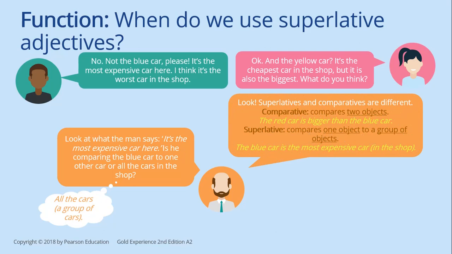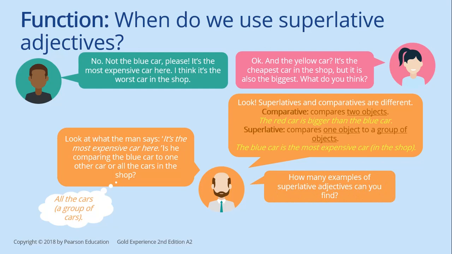Look, superlatives and comparatives are different. Comparative adjectives compare two objects. The red car is bigger than the blue car. Superlative adjectives compare one object to a group of objects. The blue car is the most expensive car in the shop.